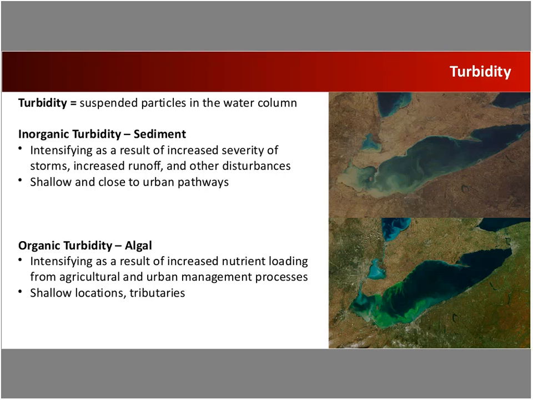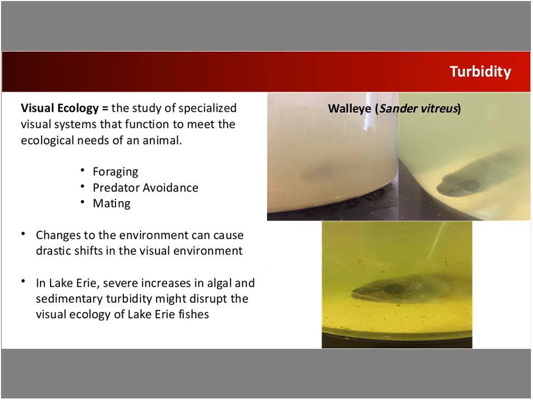Understanding that increased turbidity is occurring in Lake Erie, we are studying to see if the visual ecology of the Lake Erie fishes is going to be affected by this turbidity. Visual ecology is broadly defined as the study of specialized visual systems that function to meet the ecological needs of an animal. So this is when you're relying on your visual sensory systems to successfully forage, to successfully avoid predators, and to successfully mate. Changes to the environment in which these fish live are going to change the way that the fish can see.